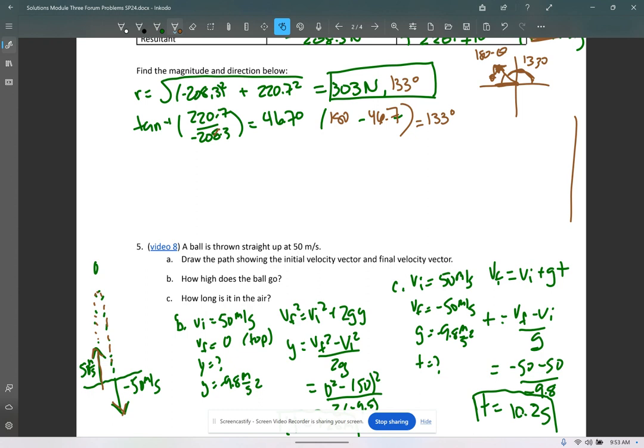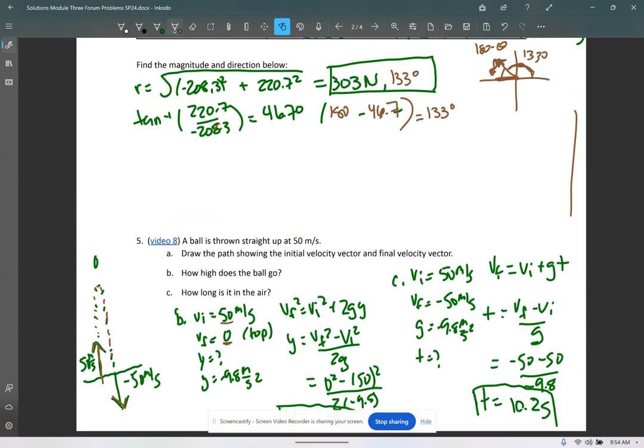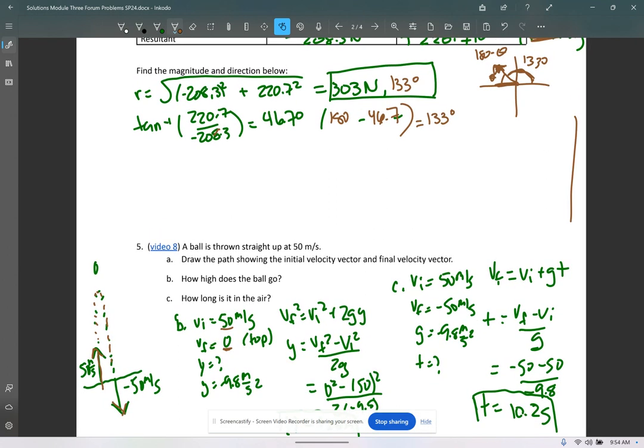So when I figure out how high it goes, I know VI is 50, and I just want to evaluate it to the top. So I'm just going to go from 50 meters per second to 0. And I always know that gravity is negative 9.8. So the formula I use for that is VF squared equals VI squared plus 2GY. I subtract VI squared from both sides, and I divide both sides by 2G, and I get 0 squared minus 50 squared all over 2 times negative 9.8. And I should be getting a height of 128 meters.